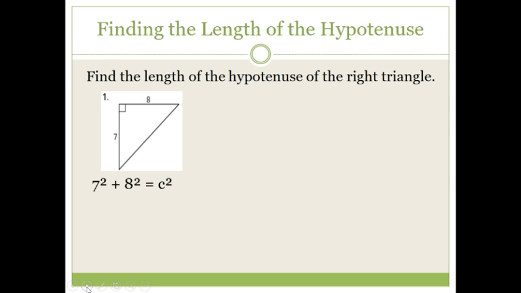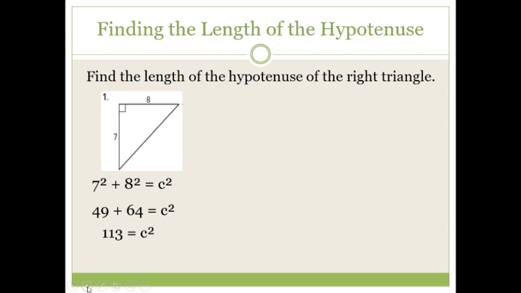So I plug them into my equation, so I get that 7 squared plus 8 squared is equal to c squared. We simplify the left-hand side. Remember, this means 7 times 7, not 7 times 2, right? And 7 times 7, or 7 squared, is 49. 8 times 8, or 8 squared, is 64. We continue to simplify the left-hand side of this equation, and we get that 113 is equal to c squared.